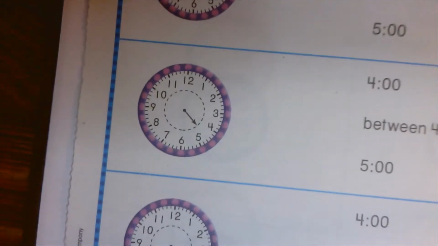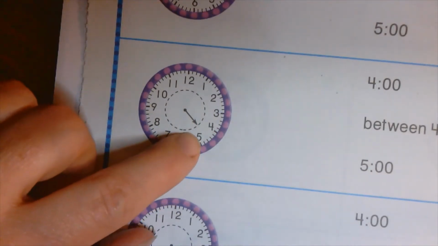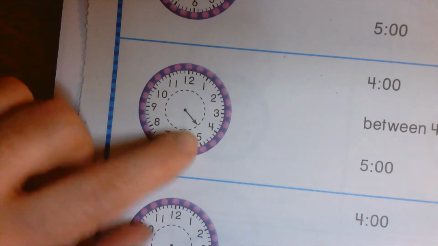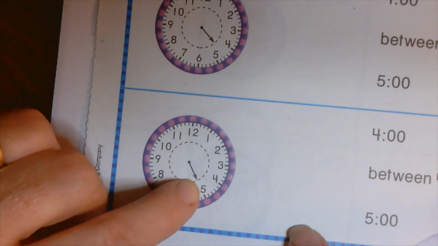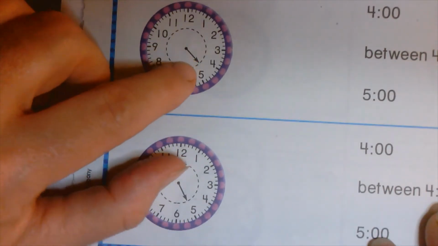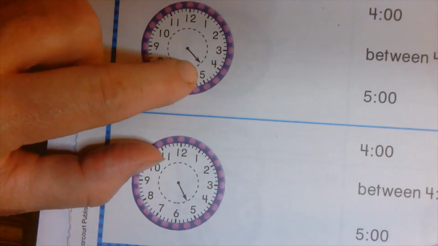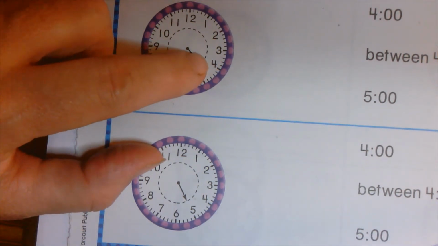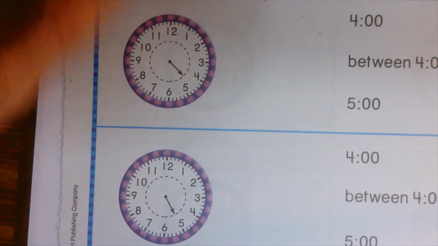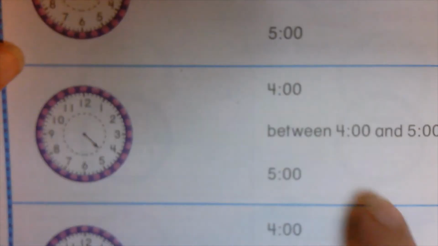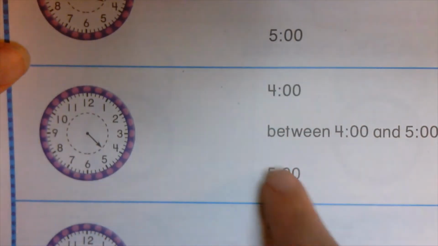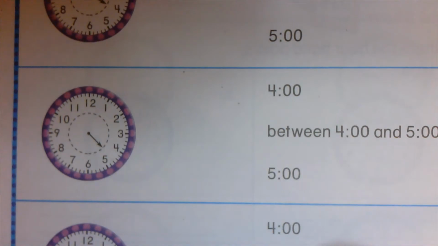When you look down at the next one, do you see here's the 5? It's not really pointing straight at the 5. When you compare it to this one down here, this one's pointing straight at the 5, so you could circle the 5. But when you look at this one, right about here would be straight at the 5, and right about here would be straight at the 4. This one is in between 4 and 5, so circle in between 4 and 5.